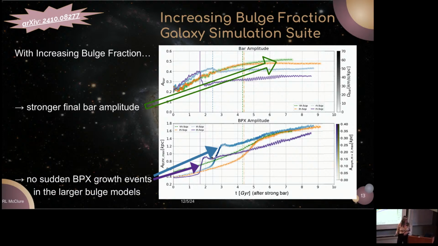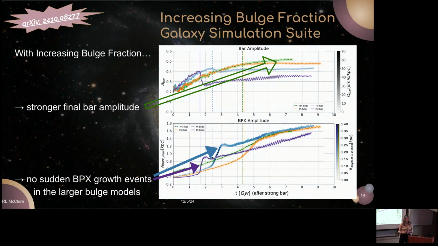The other thing I'll highlight, though, is, as I pointed out in the purple simulation, where there is no central bulge to steady the process of the BPX formation, there's a very sharp increase in the BPX amplitude that corresponds with that sudden emergence of this asymmetry event, this bar buckling. We also have an event like that in blue, in the 4% bulge simulation, that is not as pronounced, but has a very similar sudden growth event of the BPX. But we do not have that with increasing bulge fraction. So with increasing bulge fraction, we get a stronger final bar, but we also get no sudden BPX growth events.